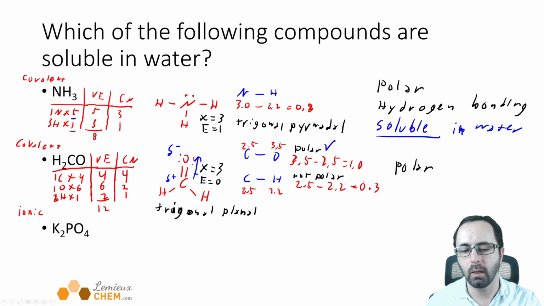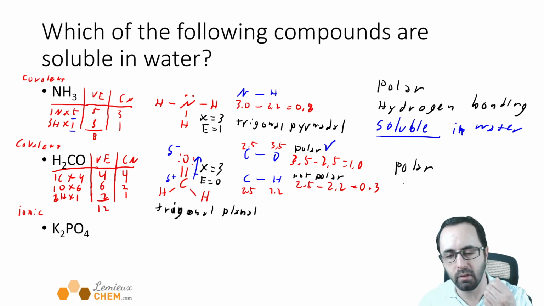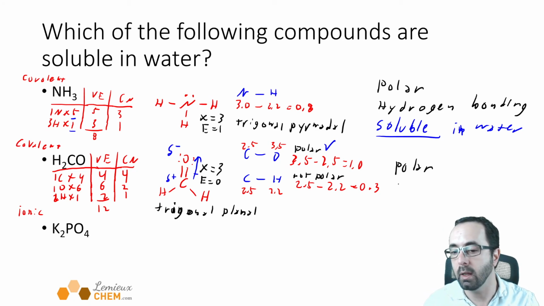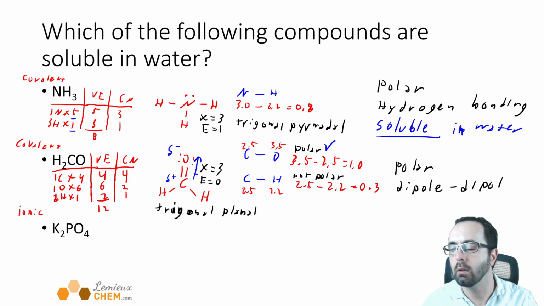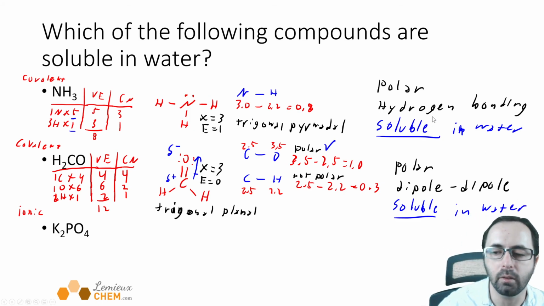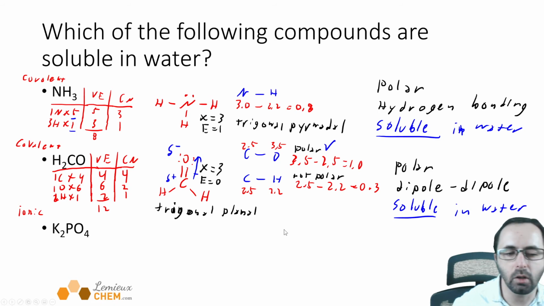It doesn't have hydrogen bonding because it doesn't have an oxygen bonded to hydrogen or a nitrogen bonded to hydrogen. Remember, to have hydrogen bonding forces, it has to have hydrogen bonded to either nitrogen, oxygen, or fluorine, which it doesn't have here. So it's dipole-dipole forces. Still, it's polar. Because it's polar, it's going to be soluble in water. Probably not as soluble as the ammonia because it doesn't have the hydrogen bonding, the extra strong dipole, but still soluble in water.